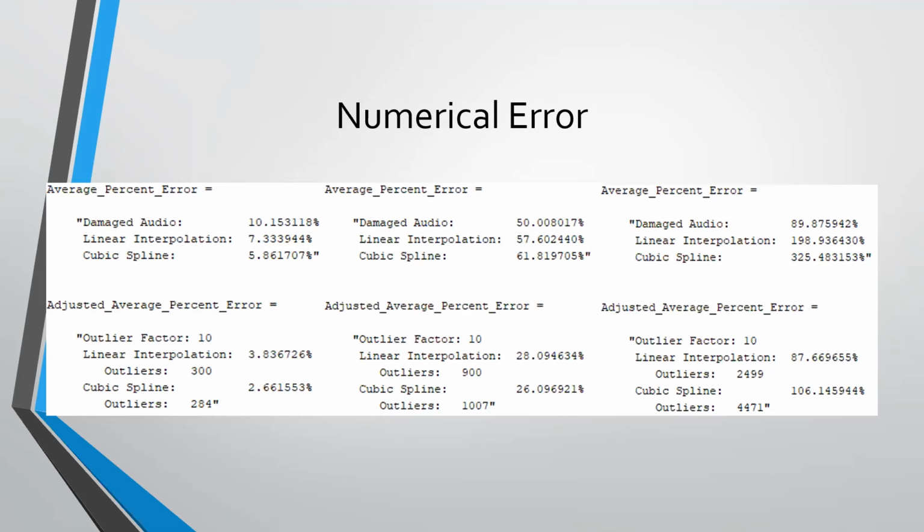Reasonably, reconstructions from a less damaged signal have less error. We can also note that cubic spline interpolations, at least for less damaged signals, are more accurate than linear interpolations, especially when over-approximations are not considered. We can also observe that more over-approximations are produced by cubic spline interpolation than linear interpolation, and that they differ much more significantly from the original signal than those from linear interpolation.